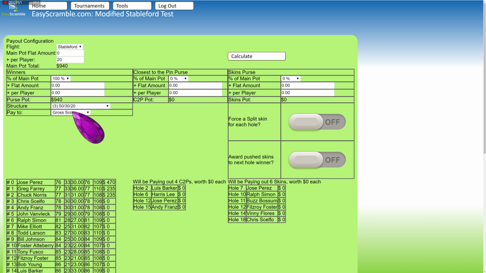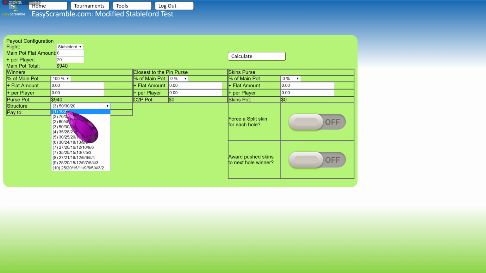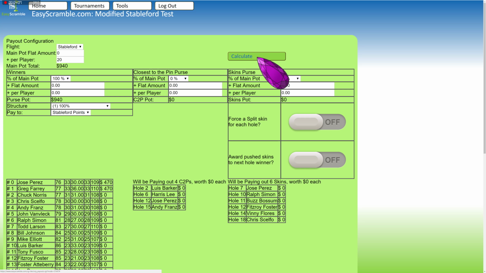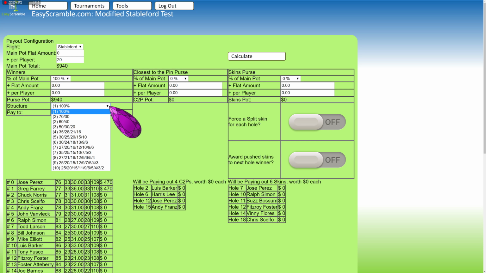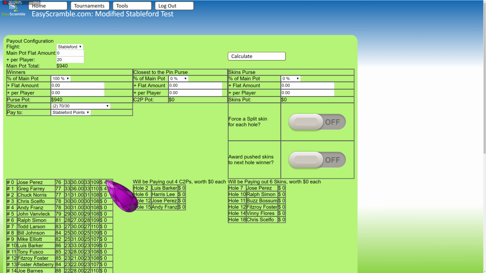Now, so far we've been paying in gross score. So this was a Stableford tournament, so we could pay this out over the Stableford points. And let's go back to paying first place. And we see right off the bat that although they shot the same gross score, they both had 33 Stableford points. So in a Stableford payout, these two guys would split that money. And it wouldn't matter if we were paying 2 places or 1 place. They're going to pool them together, and it's going to be $470 for each of them.